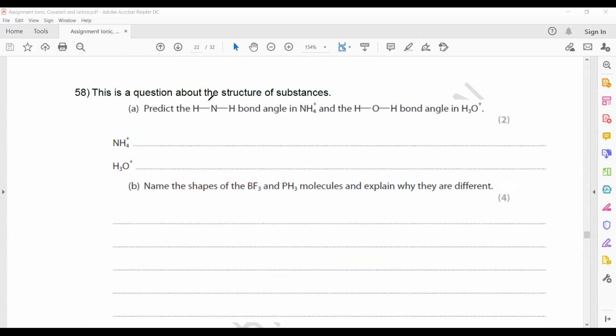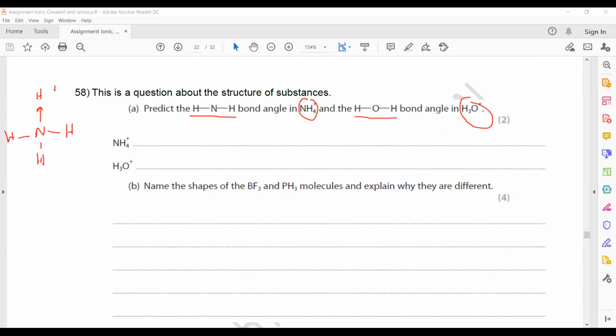So this is a question about the structure of the substance. Predict the HNH bond angle in NH4+ and the HOH bond angle in H3O+. The first thing: you cannot predict without drawing the structure. So first, when you draw the structure for NH4+, what is the structure? There are 3 bond pairs for 3 covalent bonds and 1 dative bond. So how many bonds are there? You can see 4 bonds, because a dative bond is also considered a bond. So 4 bond pairs are there.